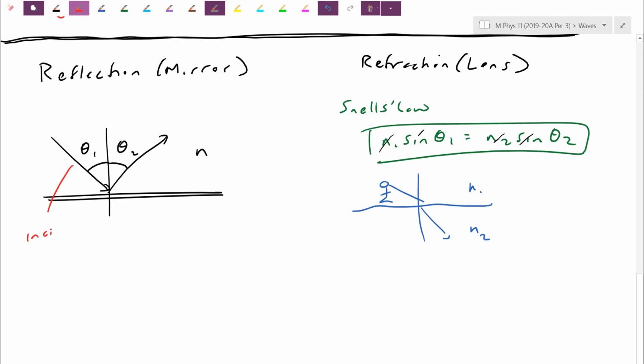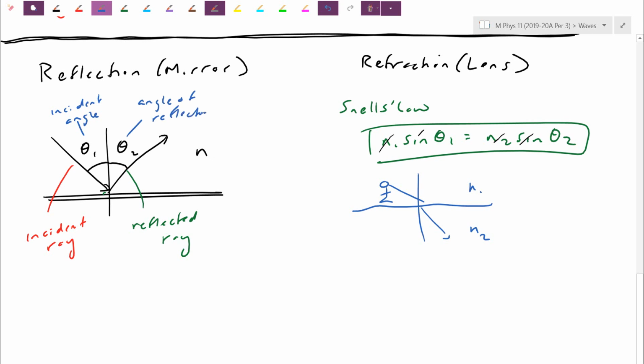We call this incoming ray here the incident ray, because that's oncoming. The one that after it bounced off, we can call that the reflected ray, the bouncing off ray. And in terms of the angles, we can call this the incident angle, because this is the angle that it comes in at. We can call this the reflected angle, or sometimes the angle of reflection. Because we are staying in the same medium, there's a law of reflection that says theta I, theta 1, is equal to theta 2. And that's actually derived from Snell's law.